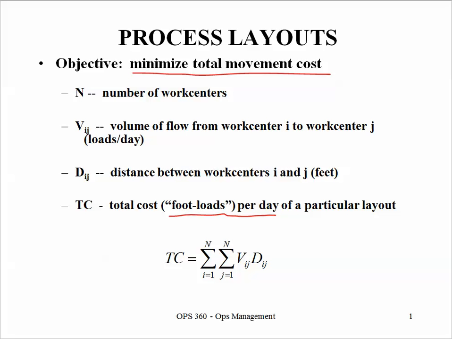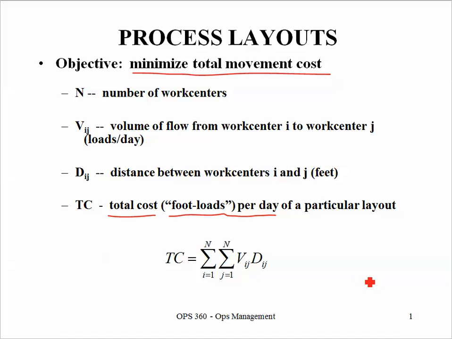Clearly, the more footloads you have, that means the more bins or pallets of parts you're moving, or the more distance, that's a bad thing. That takes time. That costs money. So what you want to do is minimize the total amount of distance traveled by all these loads, or minimize the footloads. And that's what we're going to be using for total cost in this example. And again, that's the same thing they do in the text, although they don't really call it footloads.